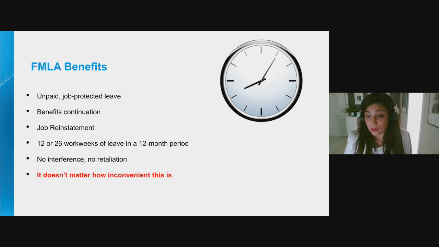We don't care how inconvenient it is to you as an employer. So please do not think of undue hardship in the context of FMLA, because there is no place for undue hardship in the context of FMLA. And that is a common mistake that I see employers make.